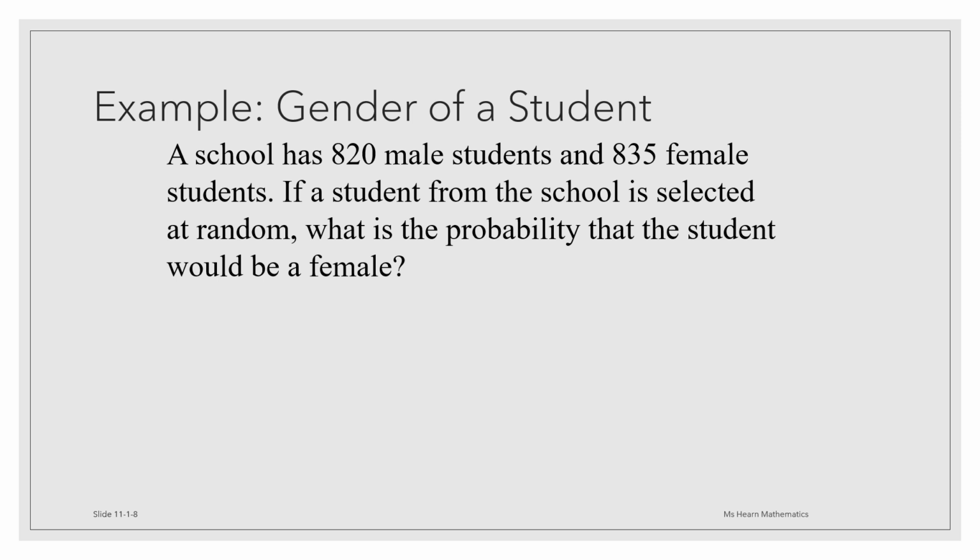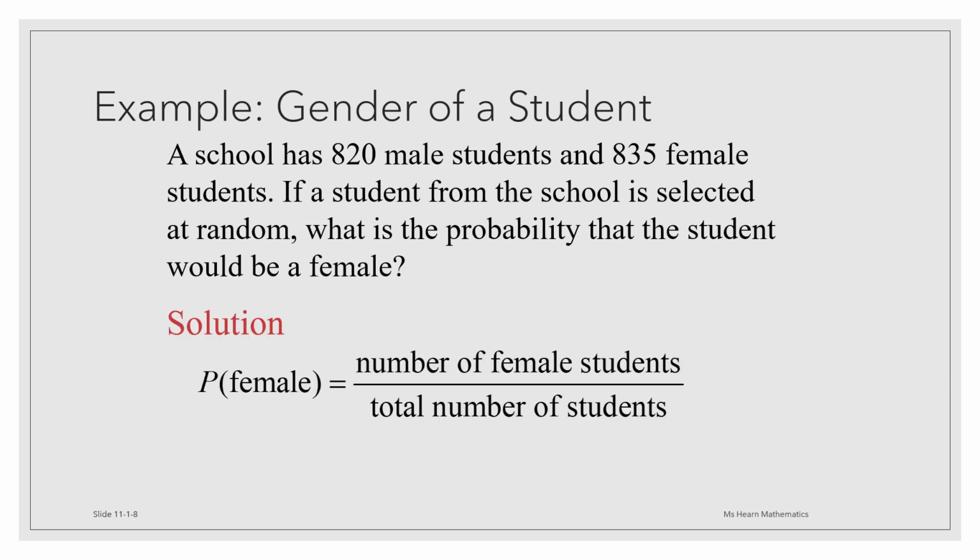Well, how many names are going to be in the hat? It's going to be the sum of the 820 males plus the 835 females. So that's going to be our total possibilities, the sum of those two numbers. And the number of favorable outcomes will be 835. Female students divided by total number of students, 835 divided by 820 plus 835. You have to add in the denominator first, and 835 divided by 1,655 is going to give you 0.505 if you want to write it in decimal form.